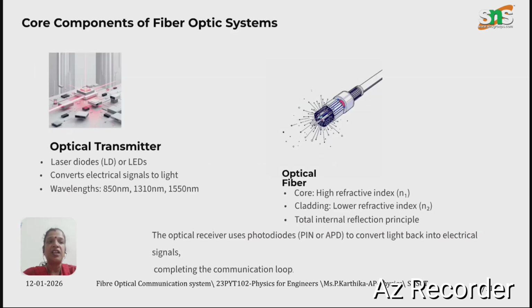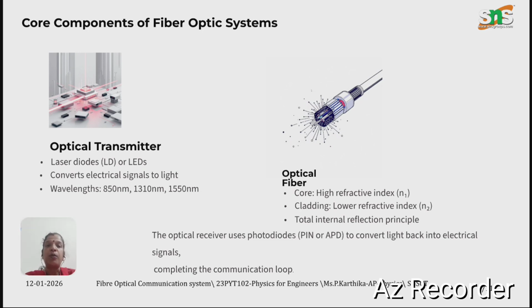Here we can see the core components of the optical fiber system. The important component is the optical fiber. We have different types of fiber: based on the material, glass and plastic fiber, and based on the mode of propagation, single-mode and multi-mode fibers. If we take the refractive index profile, we have step index fiber and graded index fiber.